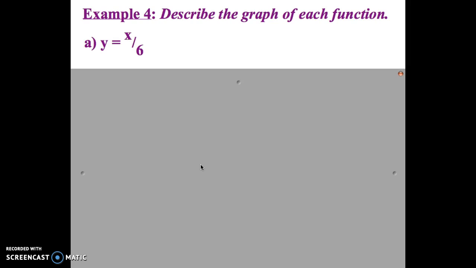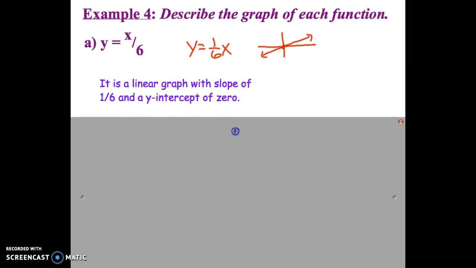It's possibly a bit tempting to think this is the graph of a rational function, but if you actually manipulate this a little bit, you'll see it as y equals 1/6 x. So you could hopefully tell that this is actually going to be a linear function with the slope of 1/6 and a y-intercept of 0. Okay, so it would look kind of like that if you're just thinking about what the graph would look like.